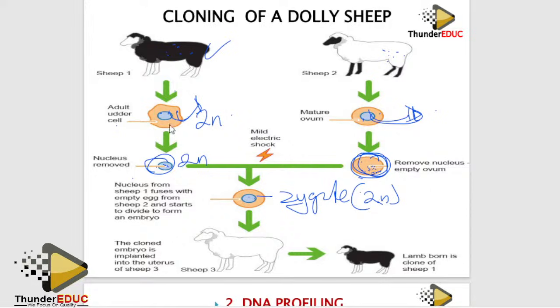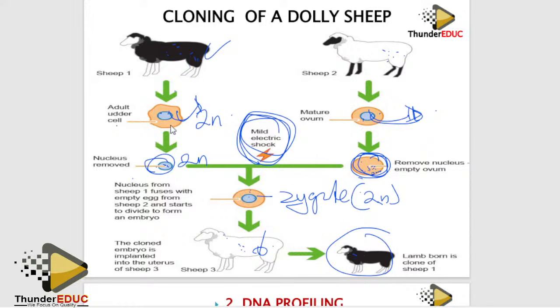Yes, you understand? So now, which method do we use? They also ask you about the method. It is a mild electric shock. Then you have the foster mother here, and we bring this and put it in here, and after putting it here, this one starts to develop, to develop that embryo, and then it forms the baby. This baby is exactly the same as this.